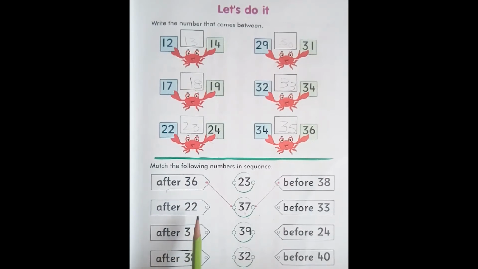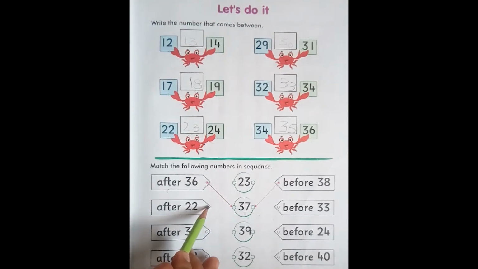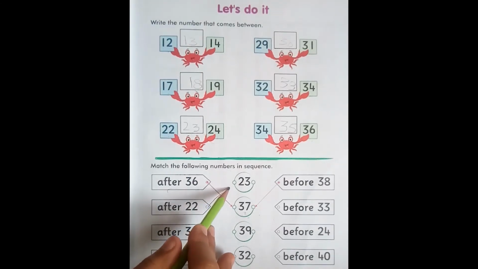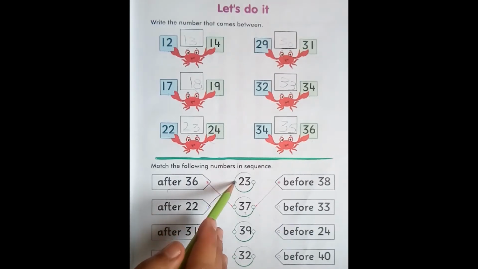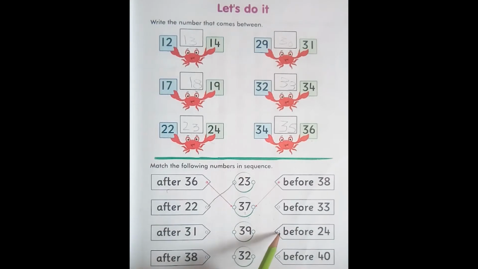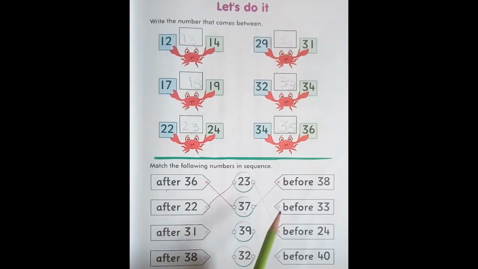What comes after 22? 23. Let's match them. And what comes before 24? 23. Let's match them. This is same answer after 22 and before 24.